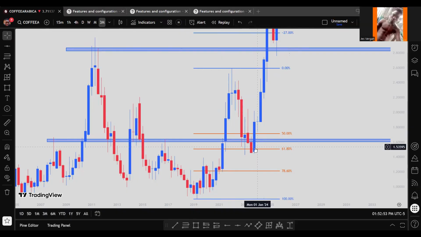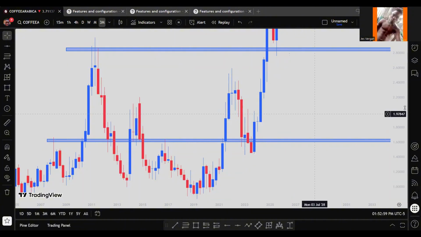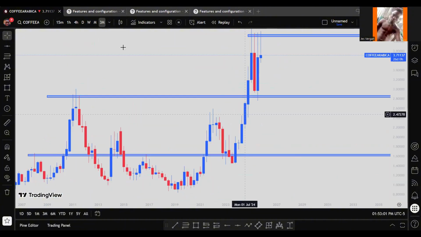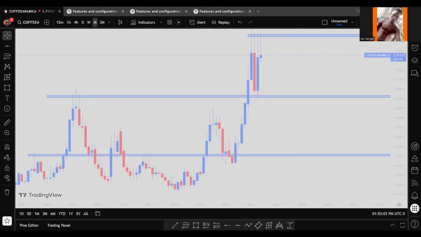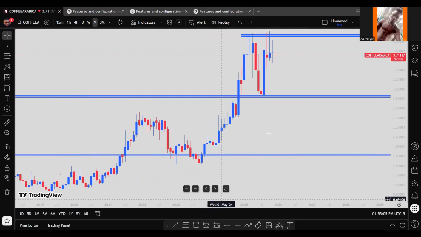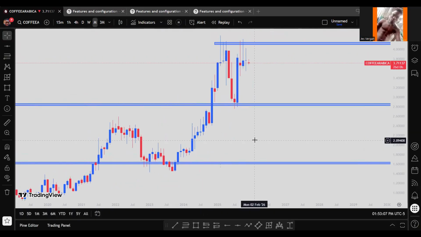Now price got into the Fibonacci zone, and also we have a zone here. So price continued heading higher, but the example that I want to use is this particular one. So if I go down to the monthly time frame, that was how I was able to get into this trade.